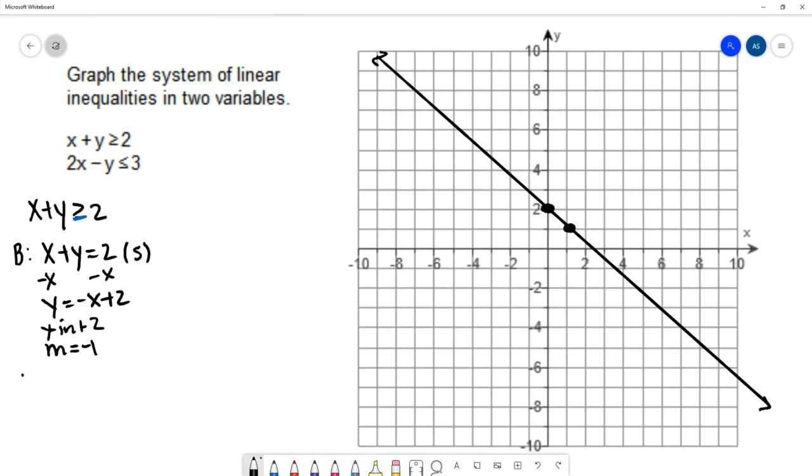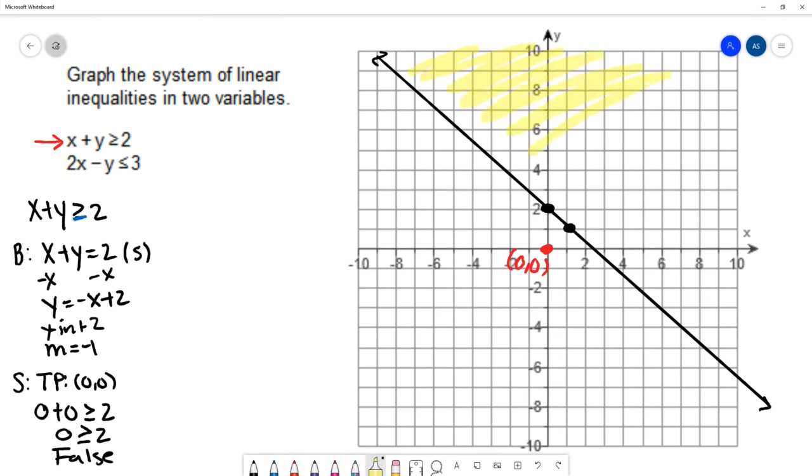Once we've done the boundary, then we're going to do the shading. We want to pick a test point. The only rule with the test point is that it can't be on the line, so we're going to pick 0, 0 as our test point. And we're going to substitute that into our original inequality. So when we do that, we would have 0 plus 0 is greater than or equal to 2. 0 is greater than or equal to 2 is a false statement. So when it's a false statement, you shade on the other side of the line, the side that doesn't contain the test point.